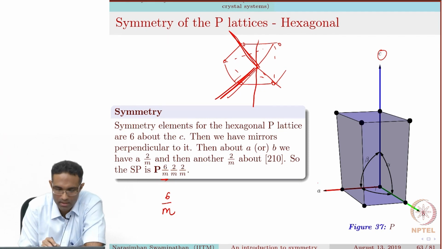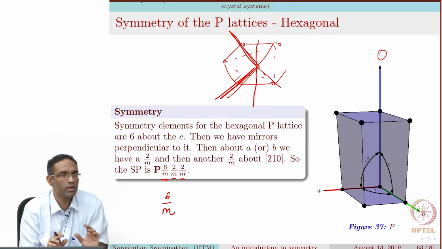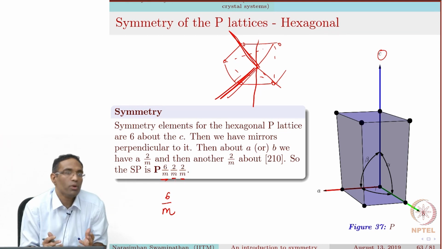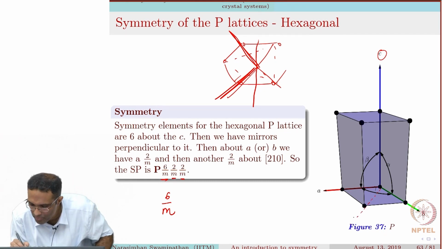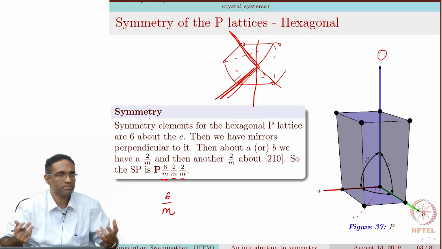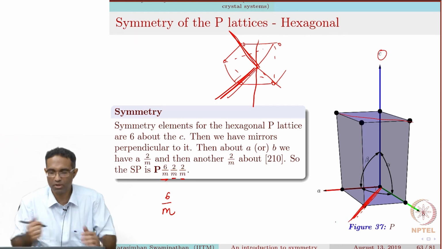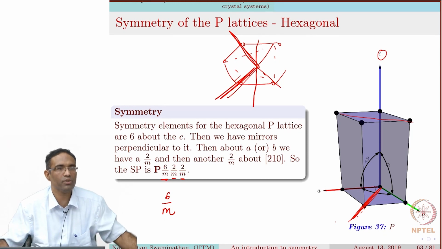For the space lattice, these two are exactly the same directions, except that now instead of having just mirrors, you also have a two-fold rotation about that axis, right? You can rotate the crystal about this axis and you will essentially get back the same crystal structure. And of course, there is a mirror that is perpendicular to this direction, because it is getting reflected on the other side. Can you see that?